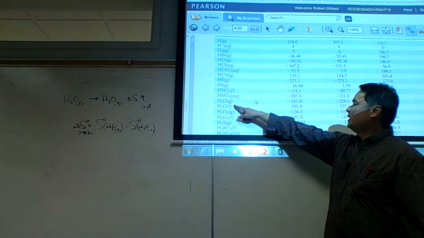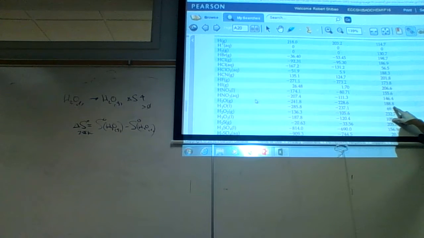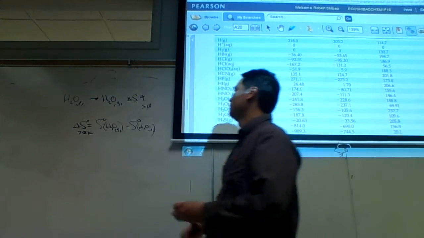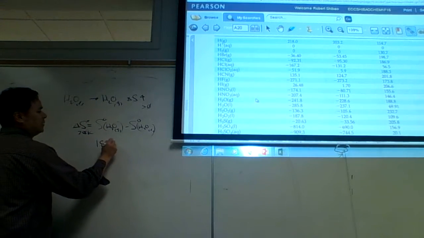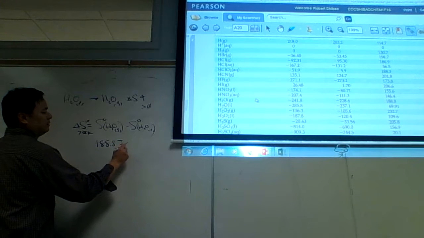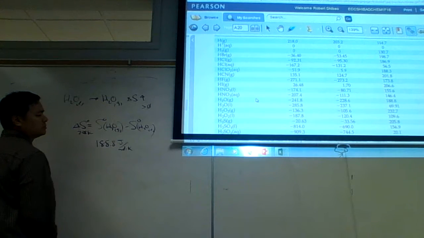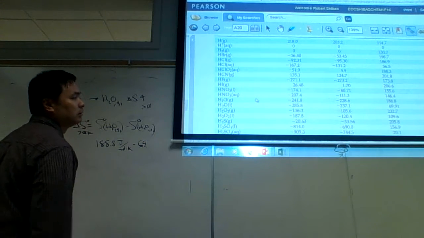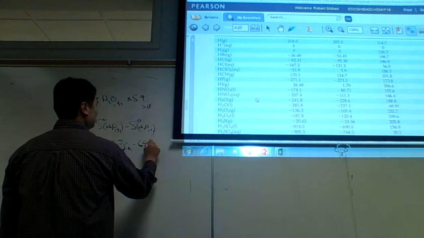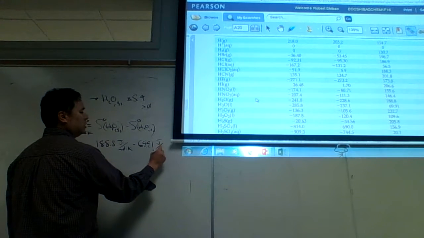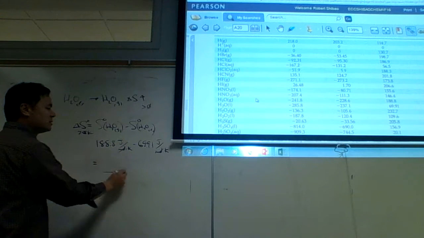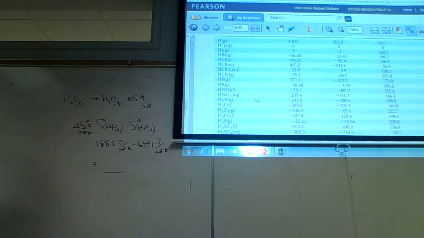So the entropy of H2O gas is 188.8 joules per mole Kelvin. We have 1 mole, so the moles will cancel out, just joules per Kelvin. Minus the entropy of H2O liquid, 69.91 joules per mole Kelvin. The moles cancel out because we're only dealing with 1 mole. And so that tells us quantitatively what the entropy change is. Very simple, right? Entropy calculation is very simple.